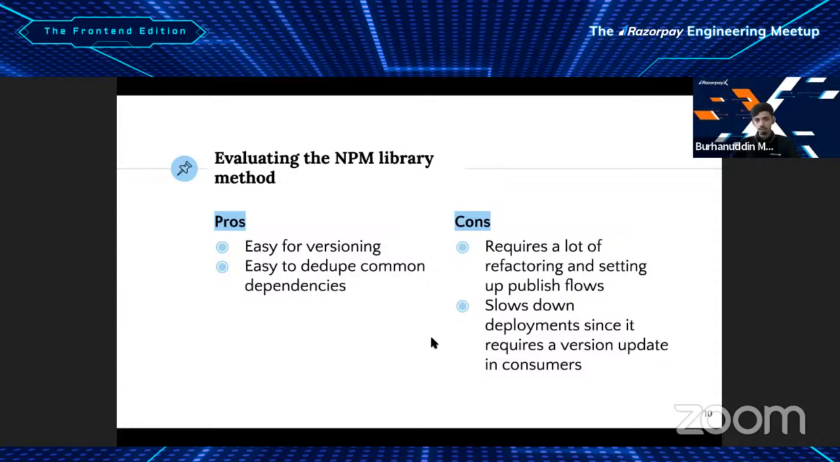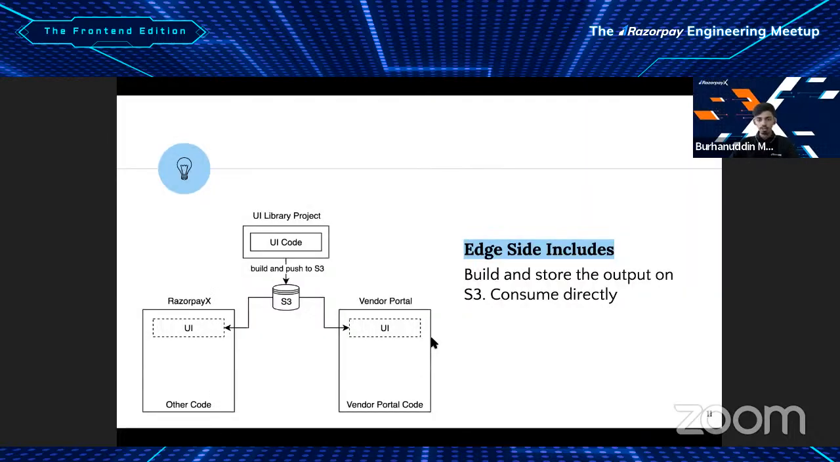Since we wanted to iterate much faster, and since we go into production multiple times a day, this didn't work for us, because it was painful. And the more micro apps that we had, the more difficult this would get to manage. And so we started thinking of something else, right? So the other option we had was edge side include.